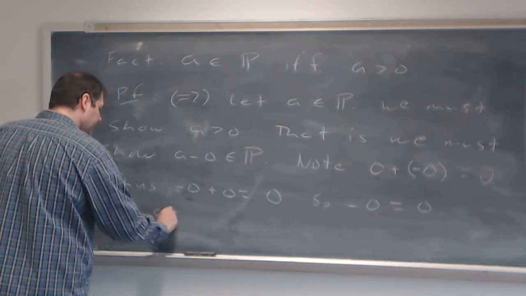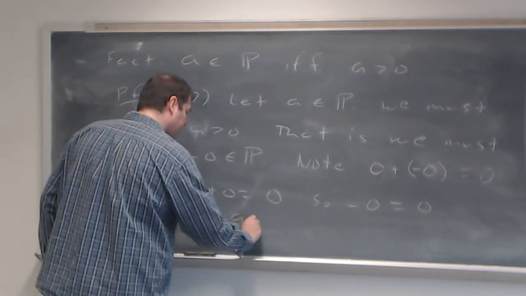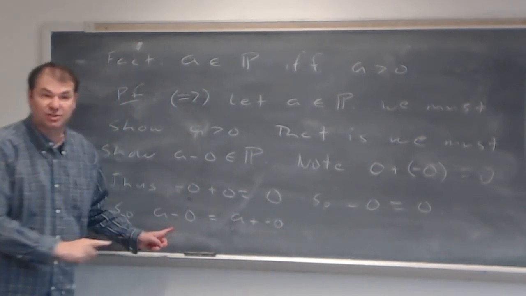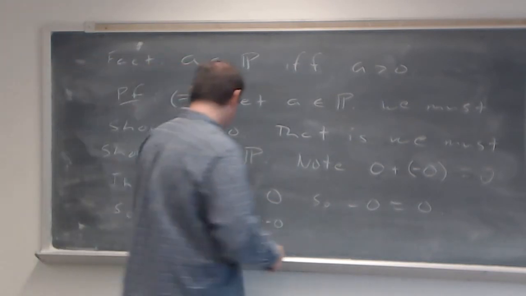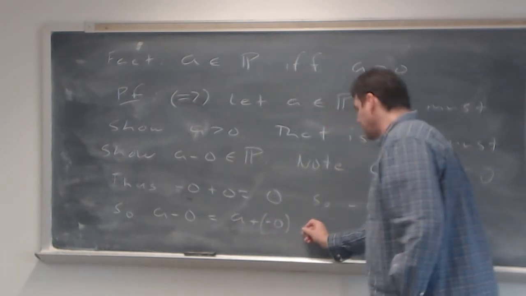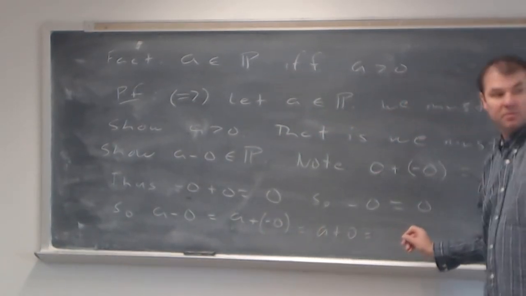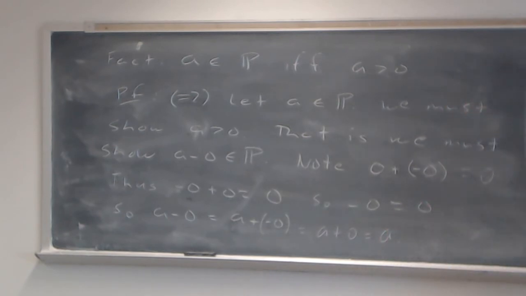A minus 0 is the same thing as A plus minus 0, because I can change the subtraction into addition. I just have to add the additive inverse of what was following. Well, what's minus 0? It's 0. So it's A plus 0. And what's A plus 0? A. No worries. So A minus 0, which is what I'm interested in, is A.